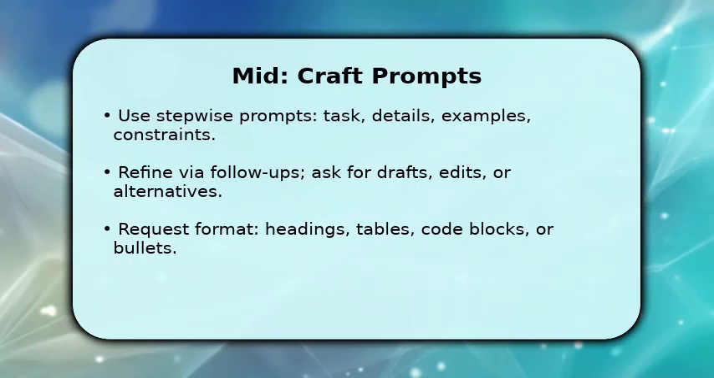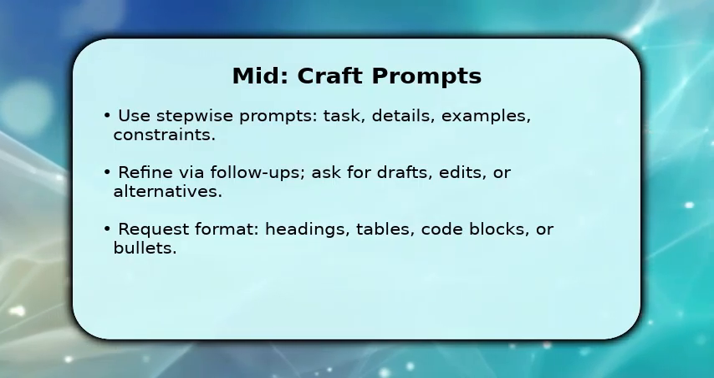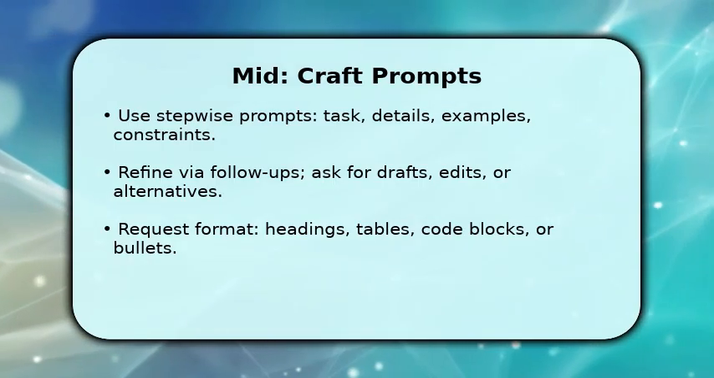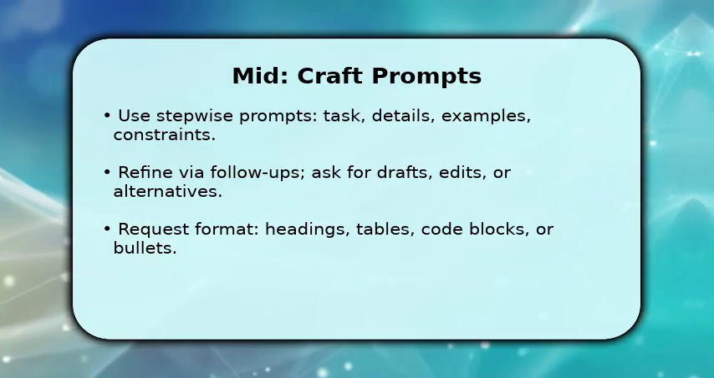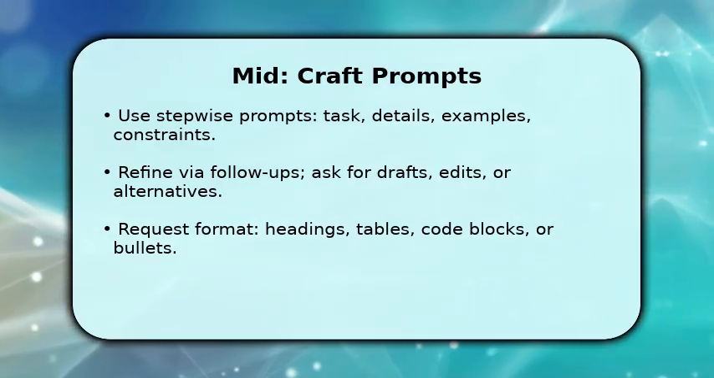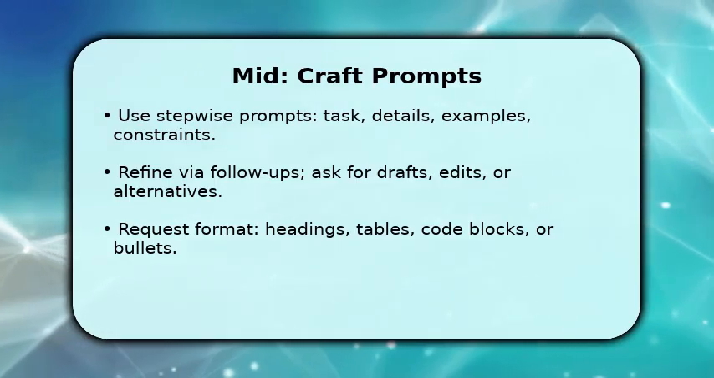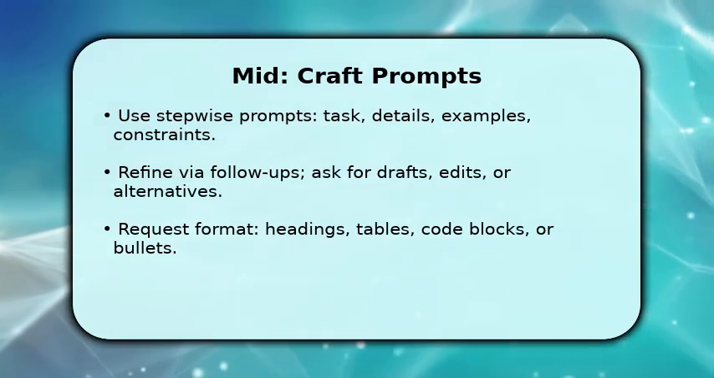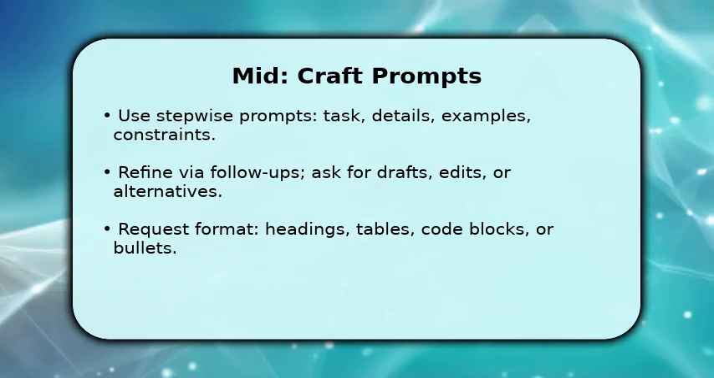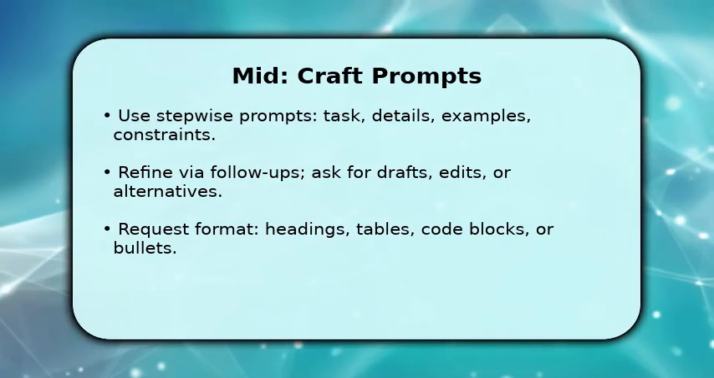You now craft layered prompts. Start with the core task, add specific details and an example of the desired output, then set constraints. This structure reduces ambiguity and improves consistency. Once the assistant replies, iterate, ask for a rewrite, simplification, or expansion. That refinement cycle locks in quality.